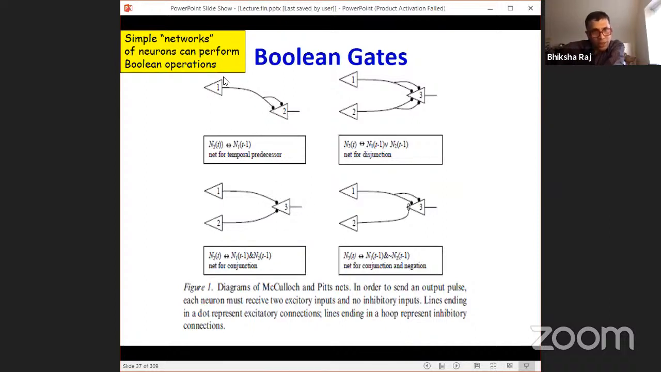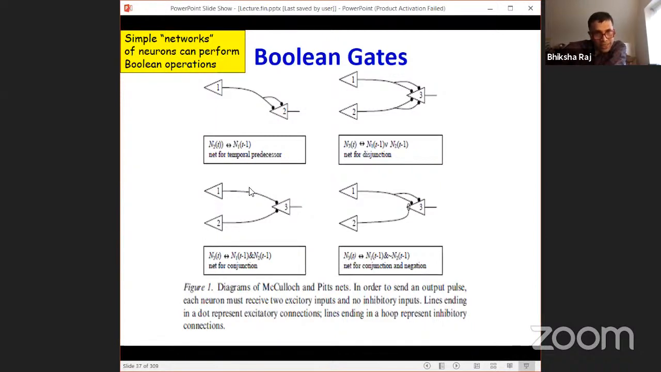So here, if neuron one fires, then one unit of time later, neuron two, which gets two copies of one through these two connections, fires. So this is just a simple delay. Here, this neuron three gets two copies of one and two copies of two. So if either one or two fire, it gets a total input of two and it fires. So three is one or two.